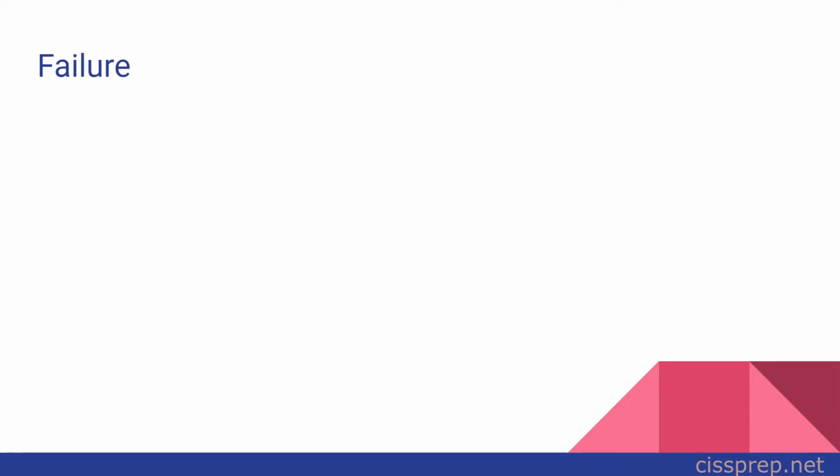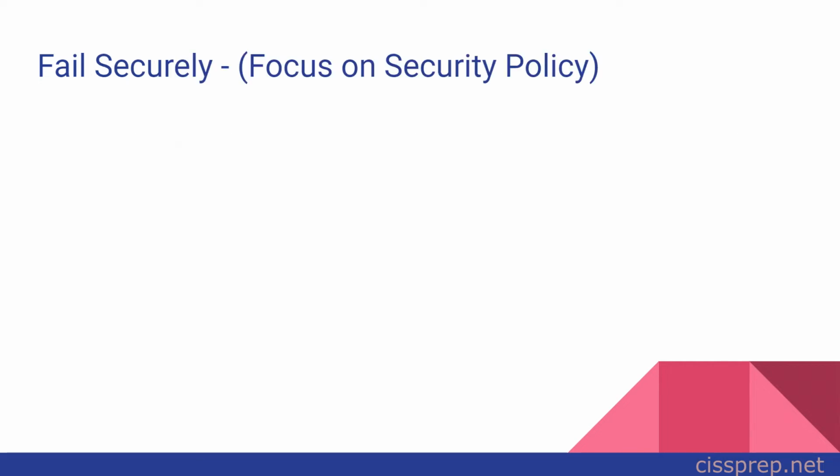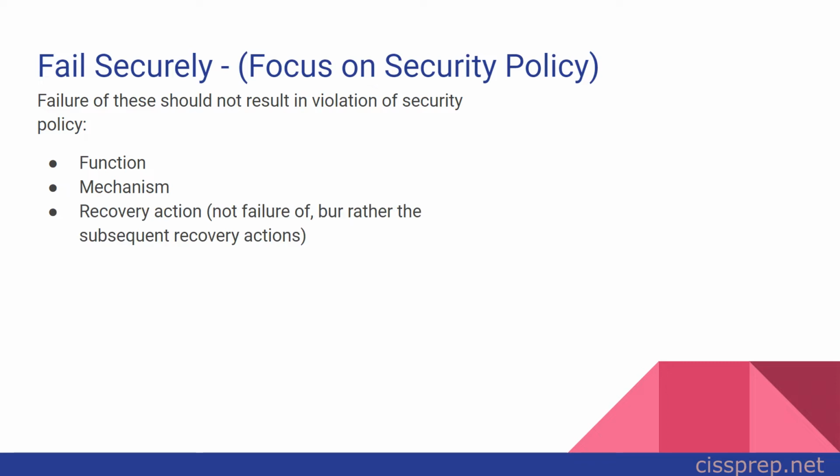So before we get into the next slide, we need to have an understanding of ISC²'s official definition of failure, which is basically an action or a behavior that deviates from the documented or expected behavior of some component of the system. Fail securely. This basically means that failure of any of the following should not result in violating a security policy. Failure of functions, failure of mechanisms, and recovery actions mentioned here. This isn't saying failed recovery actions, but instead this is talking about how recovery actions themselves that result from a failure shouldn't cause a violation of security policy. And this is discussed in NIST 800-160.